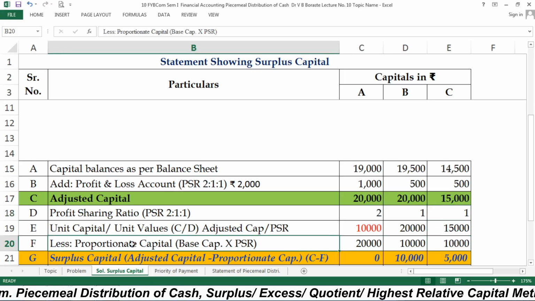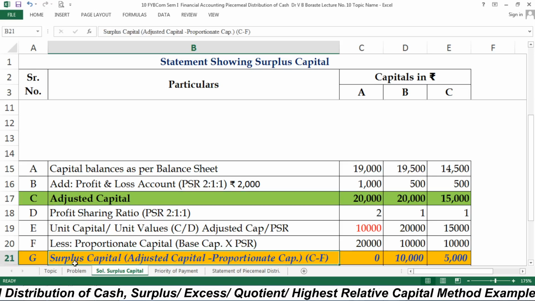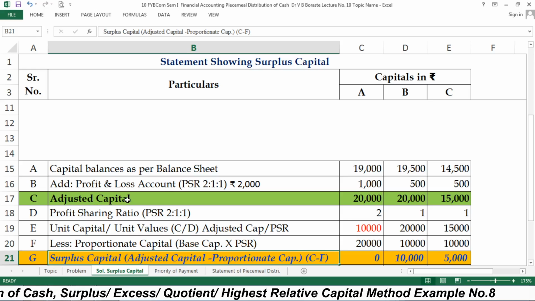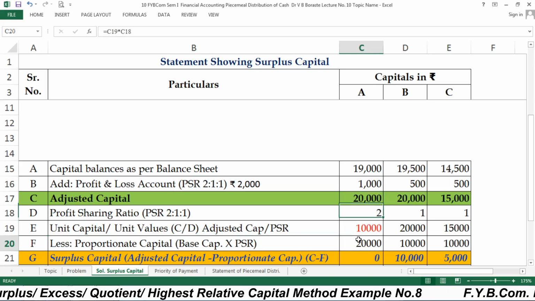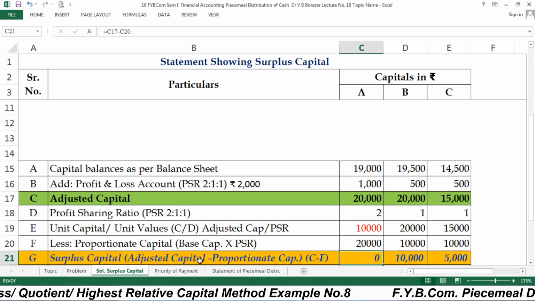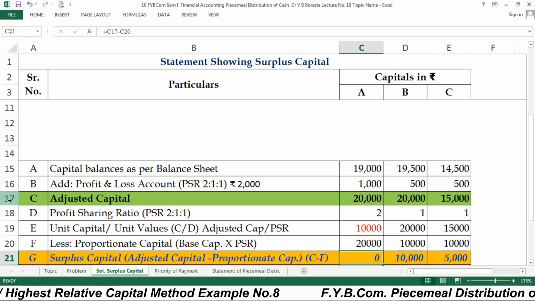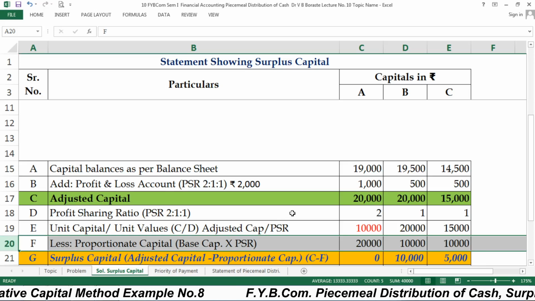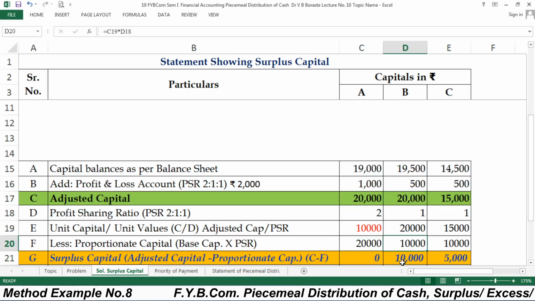So we got the proportionate capital, we have the adjusted capital, so now we can calculate surplus capital. How will you calculate surplus capital? It's very simple: adjusted capital minus proportionate capital. So here 20,000 minus 20,000, the answer will be 0. You can see here surplus capital means what? Adjusted capital minus proportionate capital, that is C row minus F row. Here C row is adjusted capital and F row is proportionate capital. So 20,000 minus 20,000, the answer is 0. 20,000 minus 10,000, the answer is 10,000.